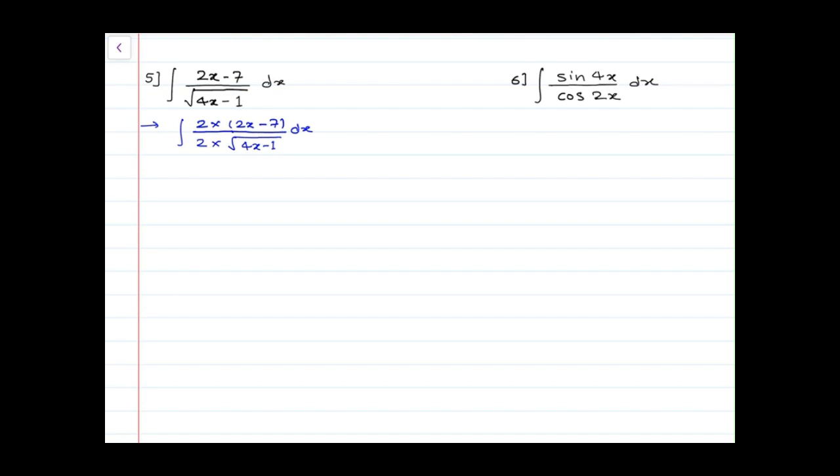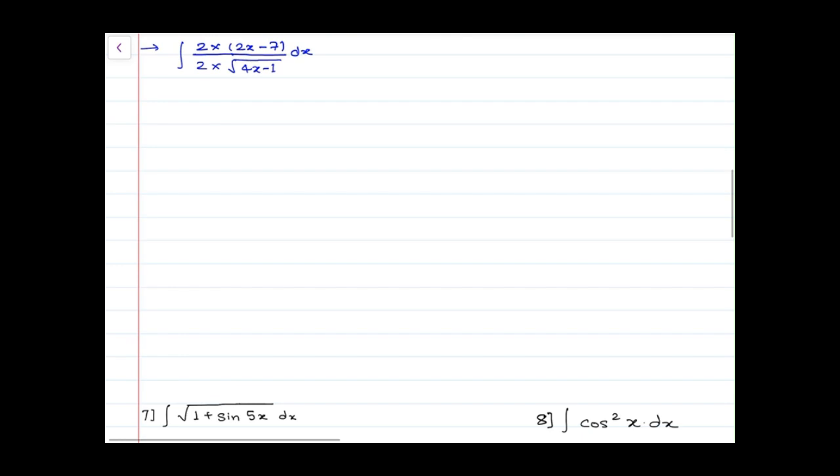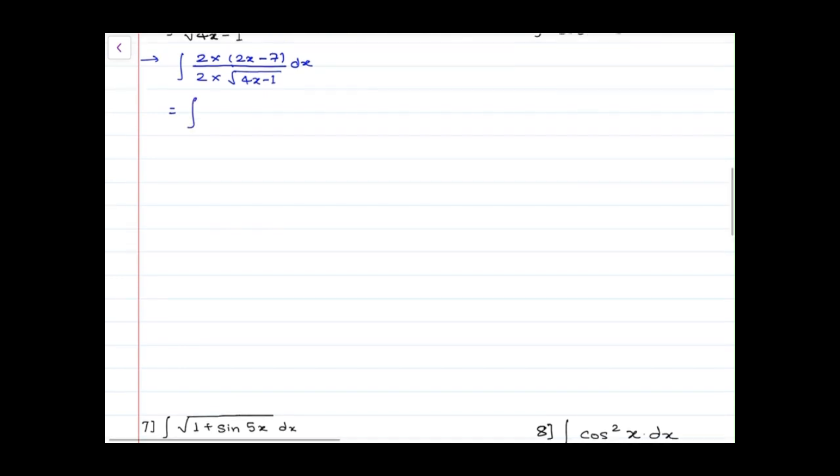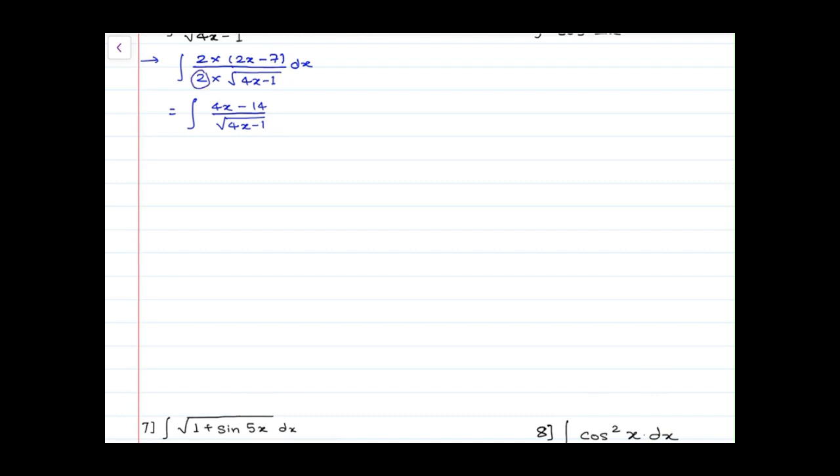times dx. Now we can solve it easily, right? So 2 times 2x, it's 4x, minus 2 times 7 is minus 14, divided by root of 4x minus 1, and the term 2 in the denominator, I'll take it out because it's a constant term. So we can keep it out of the integration, right? So we can solve it easily. 4x minus 14 can be written as 4x minus 1 minus 13 divided by root of 4x minus 1.